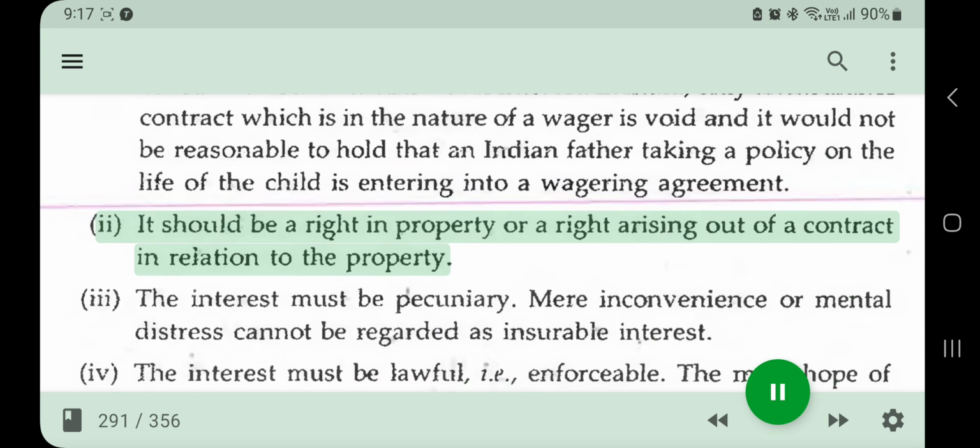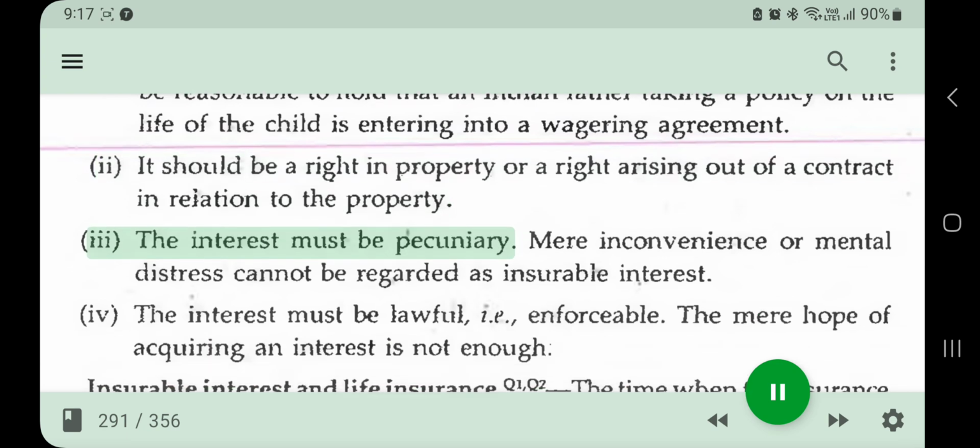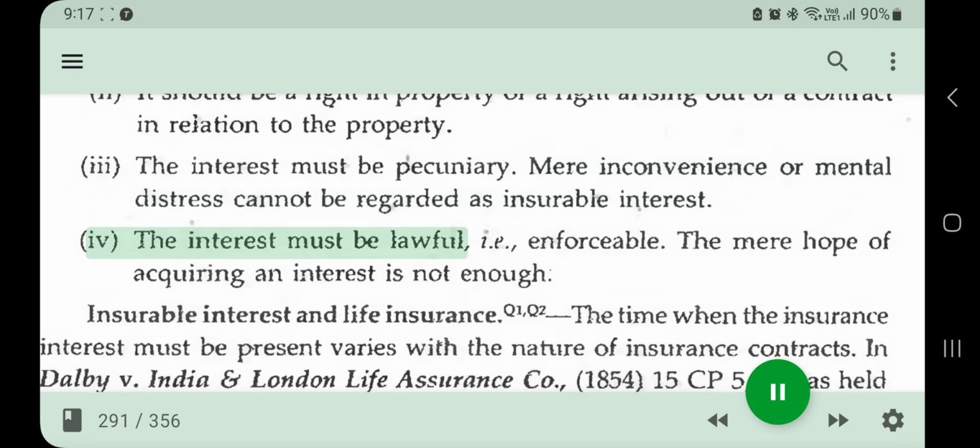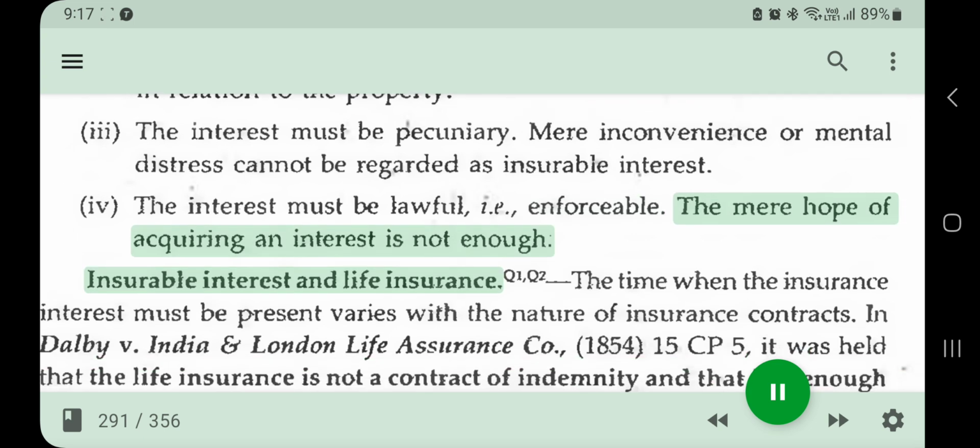It should be a right in property or a right arising out of a contract in relation to the property. The interest must be pecuniary. Mere inconvenience or mental distress cannot be regarded as insurable interest. The interest must be lawful and enforceable. The mere hope of acquiring an interest is not enough. Insurable interest and life insurance.